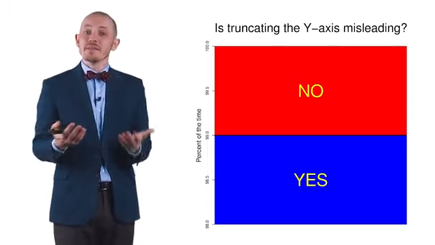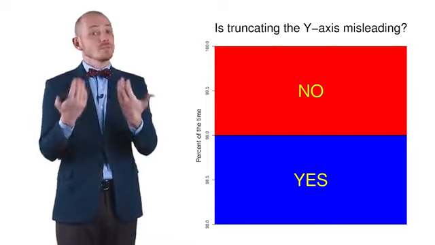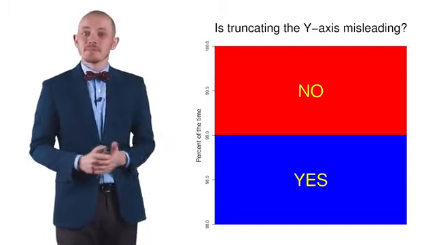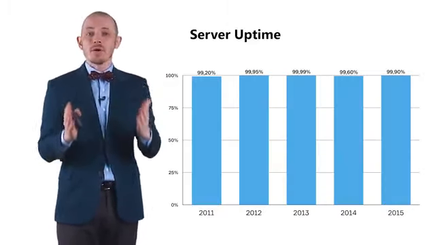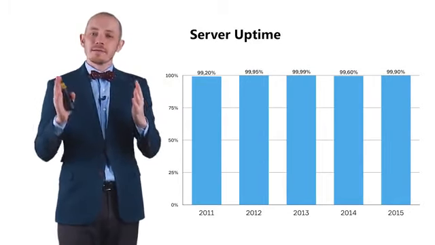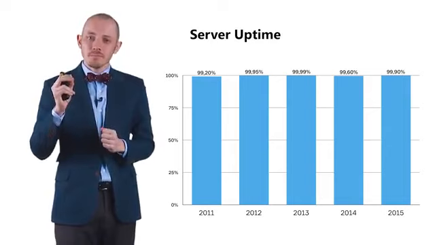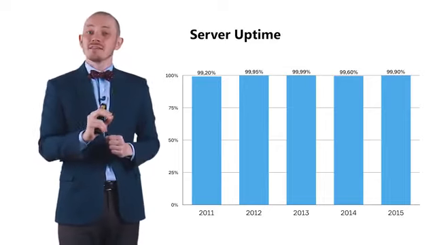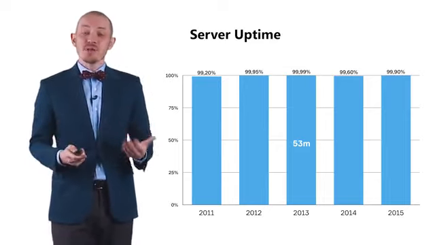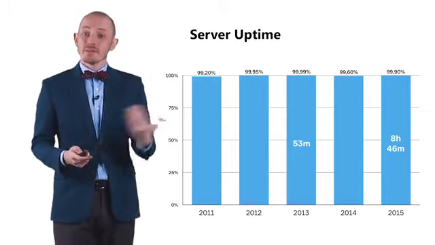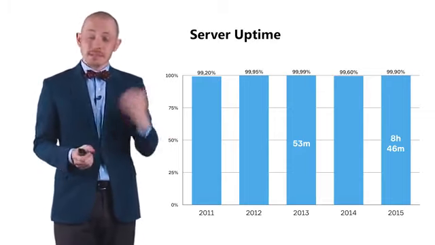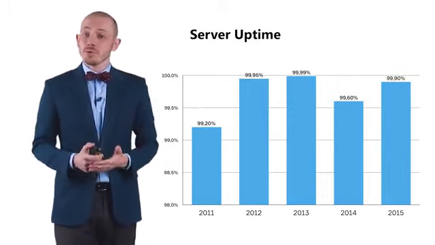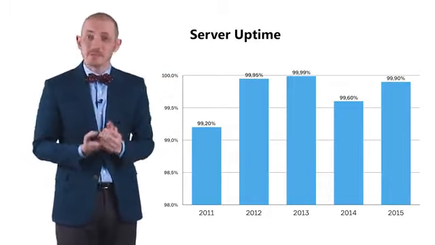99% of the time, truncating the y-axis is misleading. But what's important here is that 1% of the time it's not misleading, and let me talk about that 1%. Sometimes, for example, if we talk about the server uptime, the difference between 99.9% and 99.99% is crucial. In one case, you get 53 minutes of downtime per year, and in another case, you get 8 hours 46 minutes. It's 10 times the difference, and I think you should be showing that difference to the audience. This is a slightly better chart, I think.